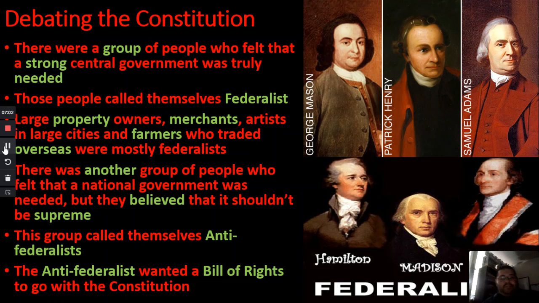Now, the other group felt, yeah, a national government is needed. It does need to be strong, but it should not be all powerful. We don't want an all powerful government. And these guys call themselves, creatively, the Anti-Federalists. So you have the Federalists and the Anti-Federalists. Okay. And the Anti-Federalists basically said, what we really want is a Bill of Rights. We want on paper saying these are the rights of the citizens. That way the government doesn't trample on their rights.